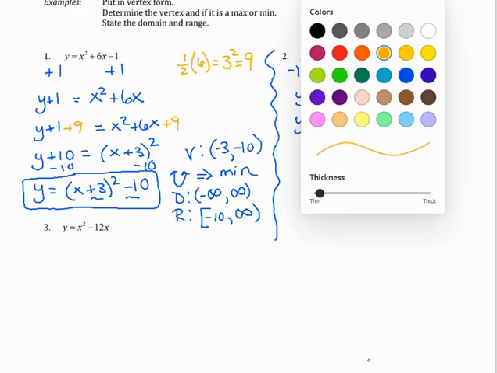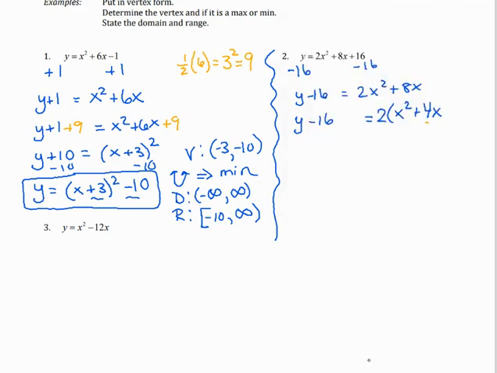So I'll take orange, and I take half of my new b value. So half of 4 is 2, and 2 squared is 4. That means I'm going to add 4 to that right-hand side, and now I can close the parenthesis.